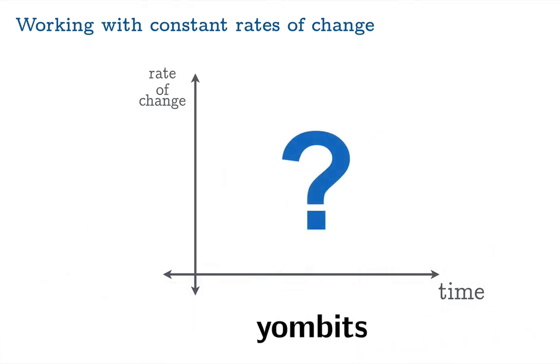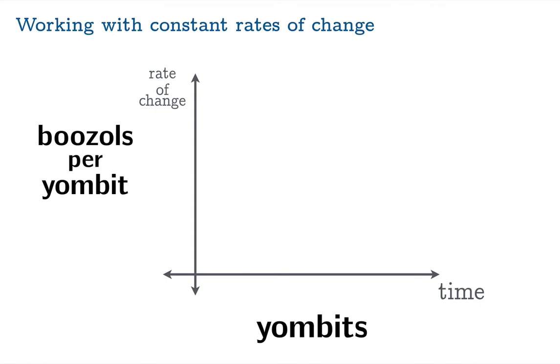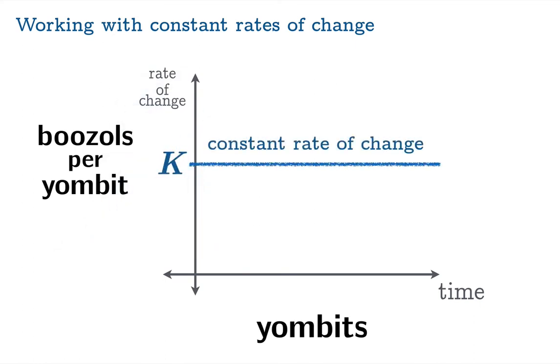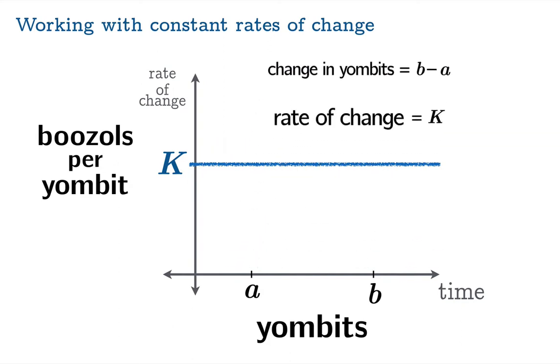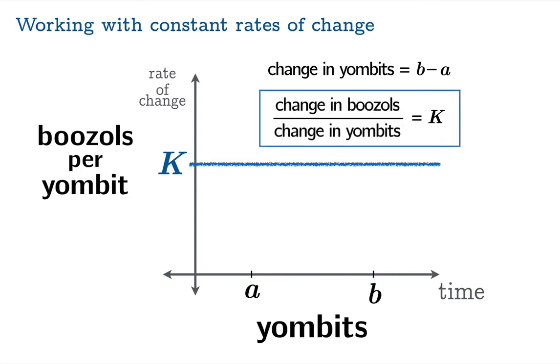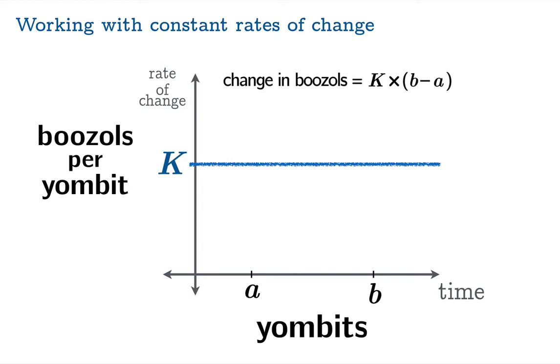Let's be abstract about this. Our time units could be anything. Let's say they're called yombits. And suppose we're measuring the rate of change of some process where this rate of change is measured in boozles per yombit. We can still do a problem based on constant rate of change. If we say that the process is changing at a constant rate of k, and we want to look at a problem that starts at t equals a and finishes at t equals b, the change in time is going to be b minus a, and the rate of change is of course measured in change in boozles over change in yombits. So if you want the change in boozles, you should multiply k by the change in yombits, which is to say you get k times b minus a.